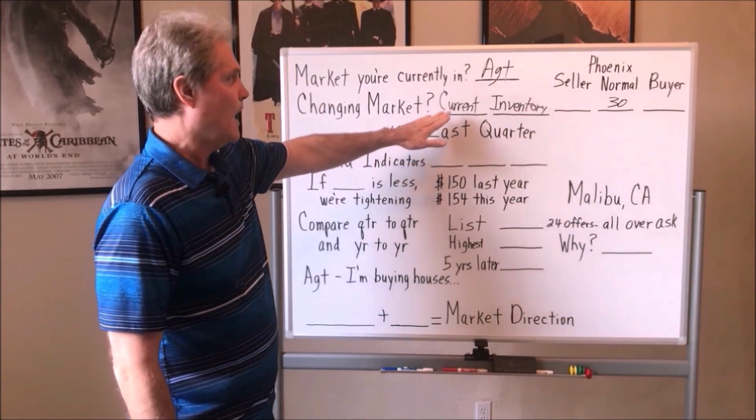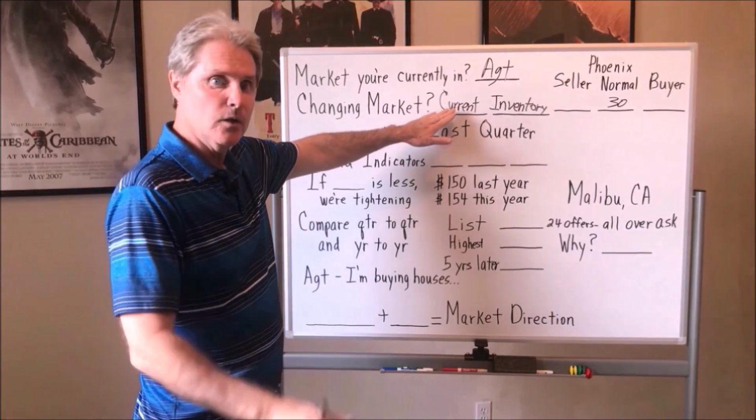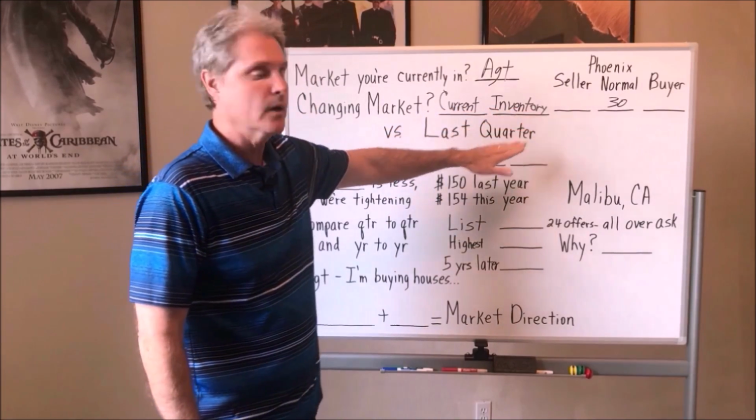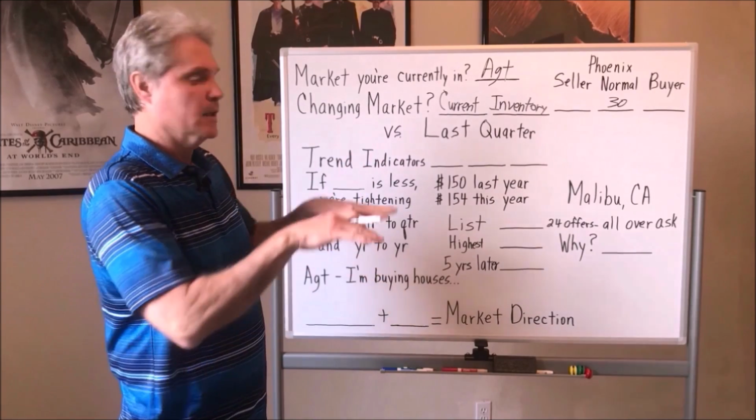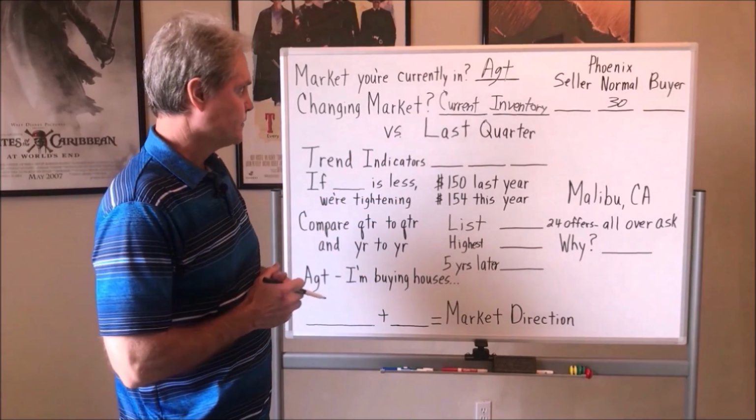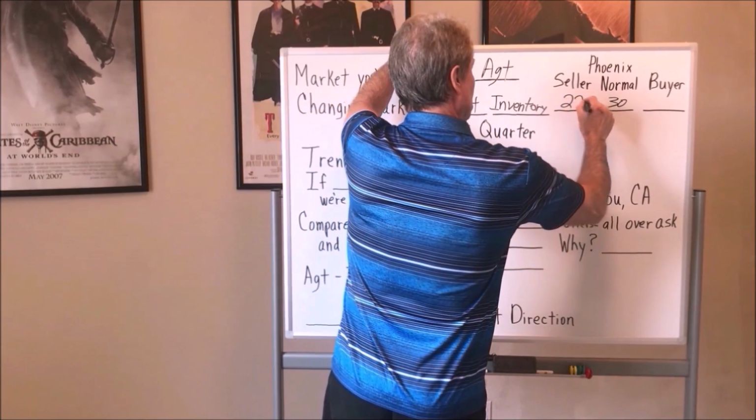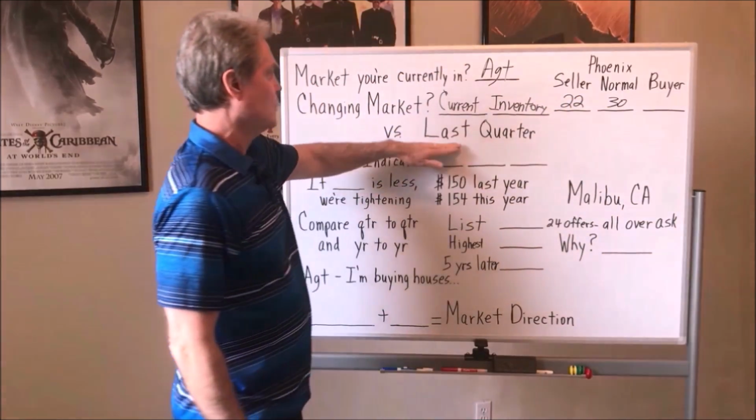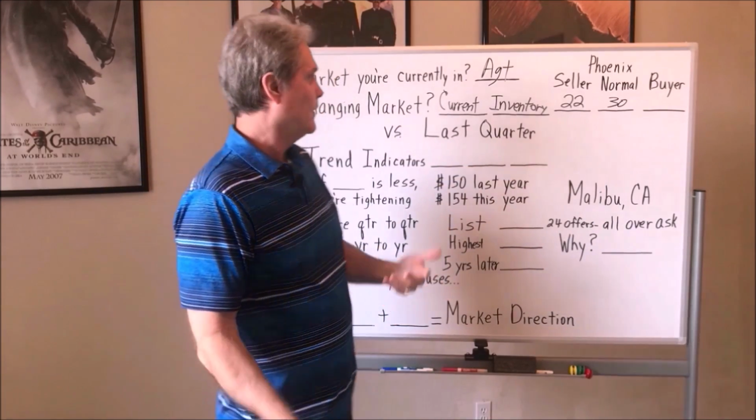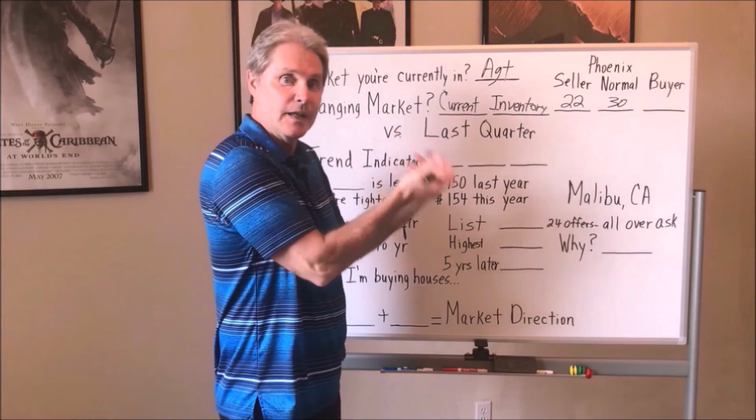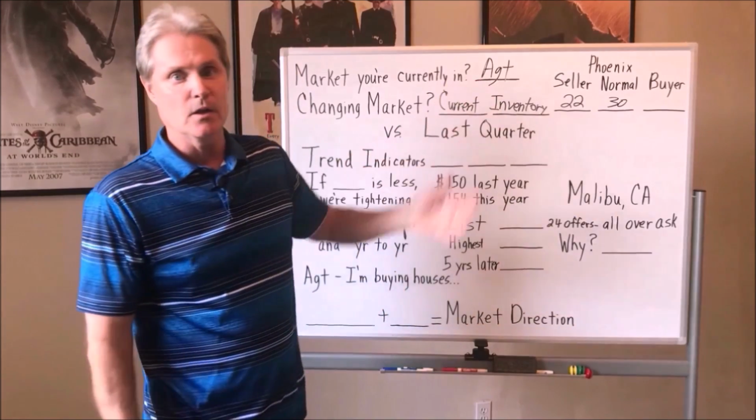Well, if we still have 30 houses or pretty close to that in our current inventory, we're in a normal market. It's flat. It's not really going anywhere. However, let's say we have 22 as our current inventory. So last quarter we had 30, but this current inventory right now we have 22. We're in a seller's market.